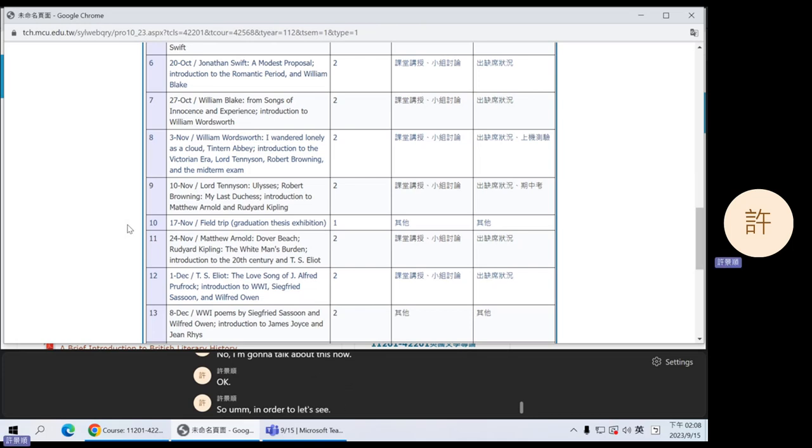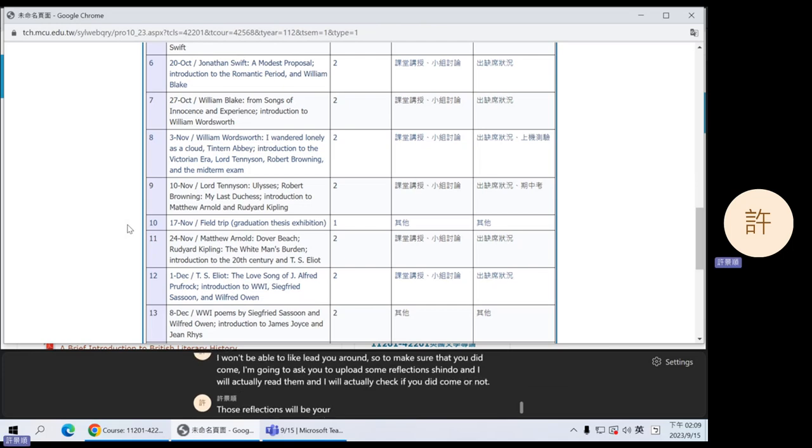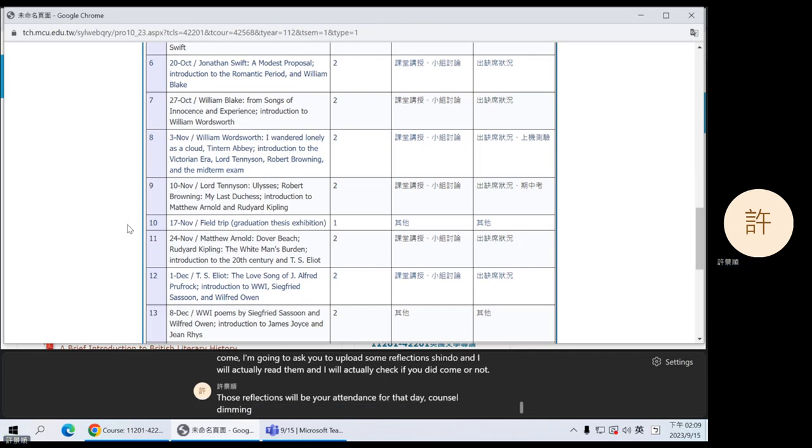Okay, that day I will be very busy. I won't be able to lead you around. So to make sure that you did come, I'm going to ask you to upload some reflections, 心得, and I will actually read them. And I will actually check if you did come or not. Those reflections will be your attendance for that day. 当作点名. Okay?